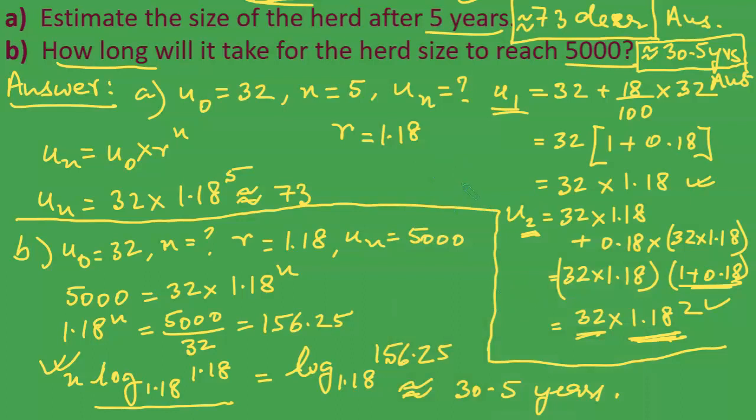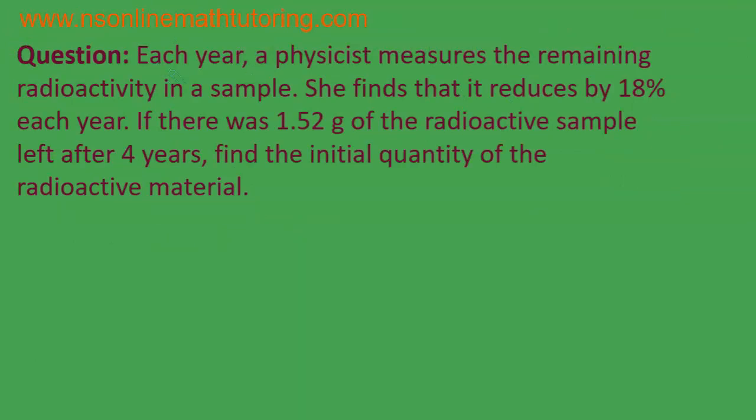So we have solved the first question. Let us go to the next question or the second question of this session. Each year a physicist measures the remaining radioactivity in a sample. She finds that it reduces by 18%. This is a case of reduction. In our previous question, it was a case of increase, but this time it is reducing by 18% each year. If there was 1.52 grams of the radioactive sample left after 4 years, find the initial quantity of the radioactive material. Okay, so let us start with our answer.